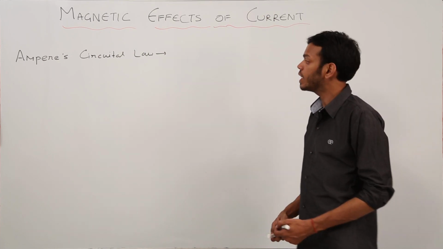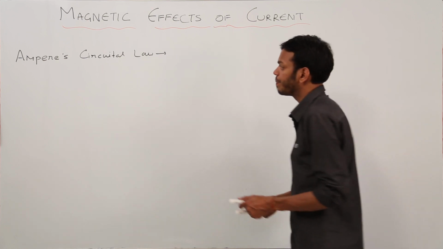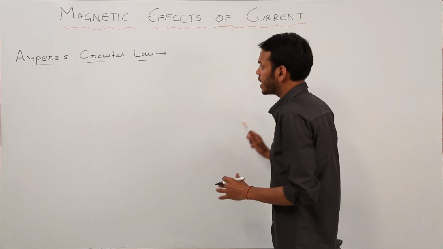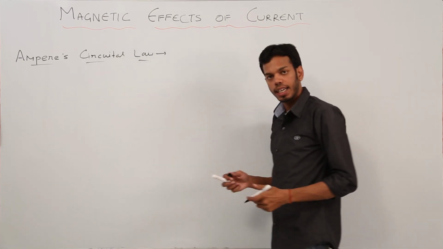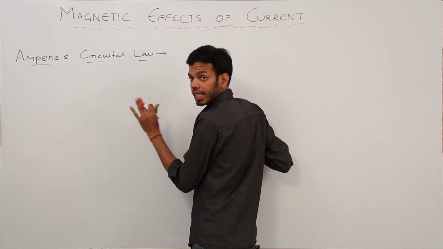Hello everyone. So this again is one of the most important topics of this chapter, magnetic effects of current. So what is this law? Ampere circuital law. This law states that the line integral of magnetic field about a closed path. Now we have to talk about line integral and a closed path.